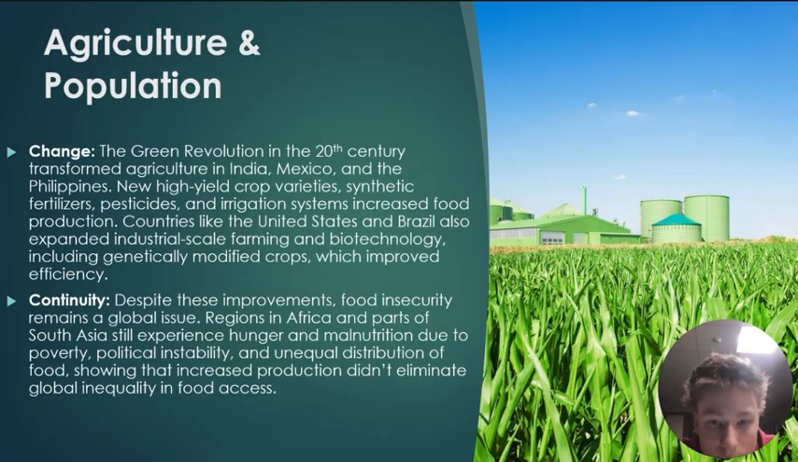Despite these improvements, food insecurity remains a global issue. Regions in Africa and parts of South Asia still experience hunger and malnutrition due to poverty, political instability, and unequal distribution of food, showing that increased production didn't eliminate global inequality in food access.